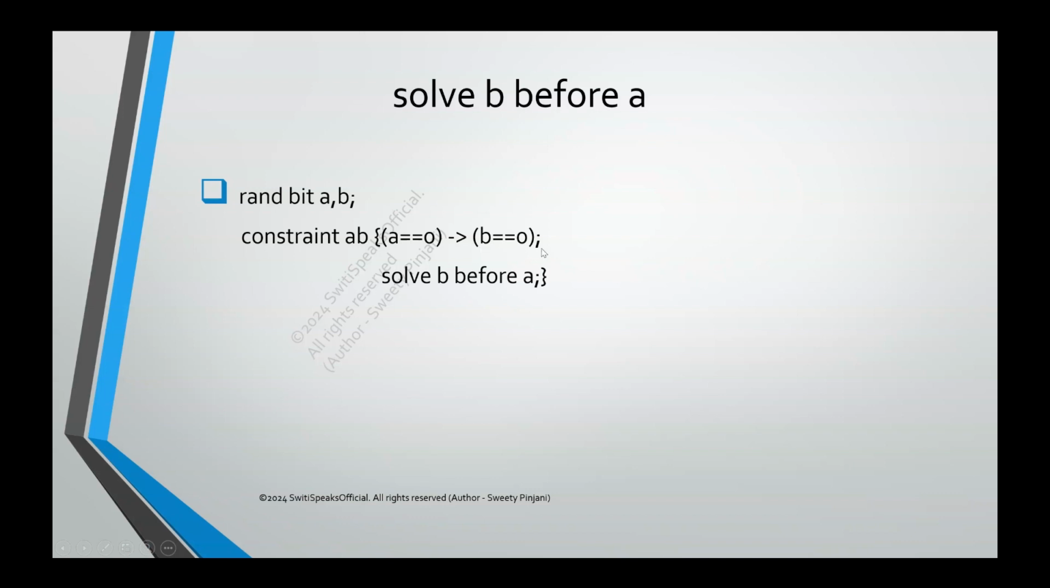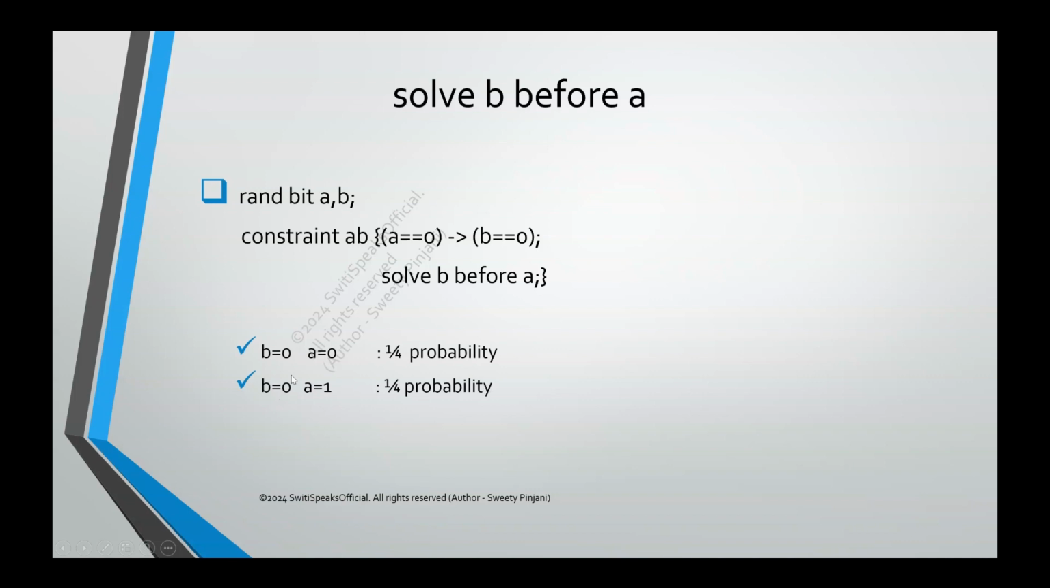Now, when your B equal to 0, A can be either 0 or 1. Here you see A equal to 0 implies B equal to 0, but B equal to 0 does not imply A equal to 0. So when your B equal to 0, A can be either 0 or 1. It means B equal to 0, A equal to 0 will be generated 1/4 times. B equal to 0, A equal to 1 will be generated 1/4 times.